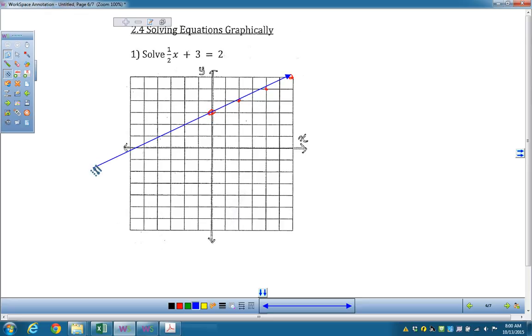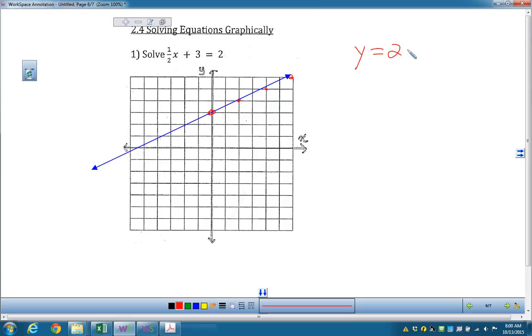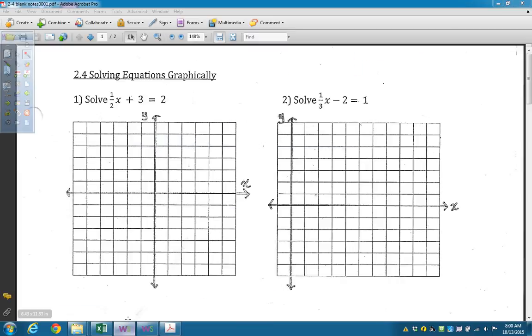Could you graph that line on your own? Yes? So then, what does the line y equals 2 look like? Horizontal or vertical line? Horizontal line. y equals 2 is a horizontal line.